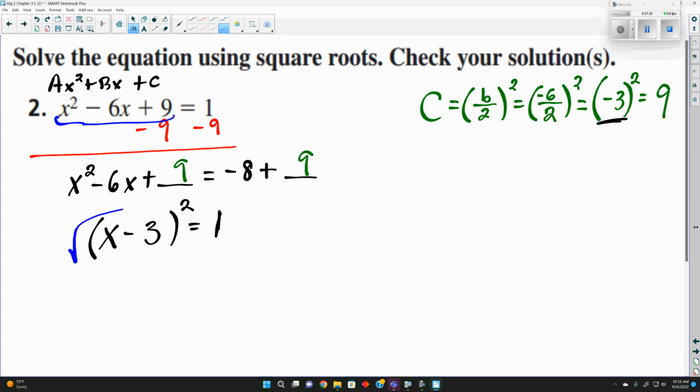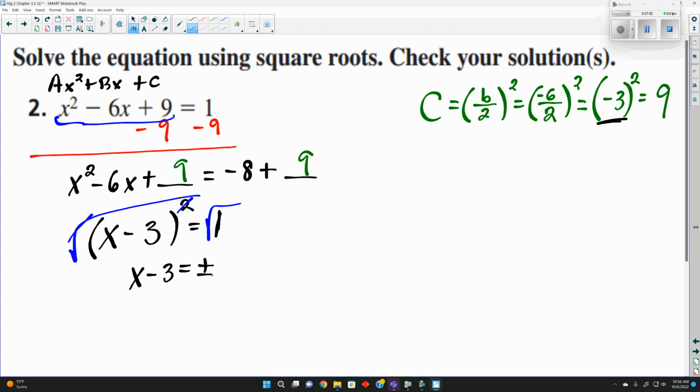Now the next step, the last step, is to factor and solve. Well, we factored it. Now we just need to solve by taking the square root of both sides. Here the square root and square are telling us we have x minus 3 is equal to plus or minus.